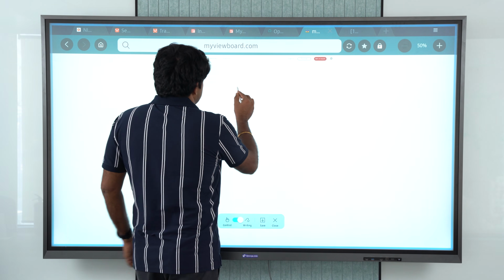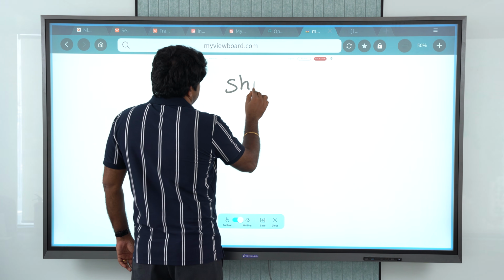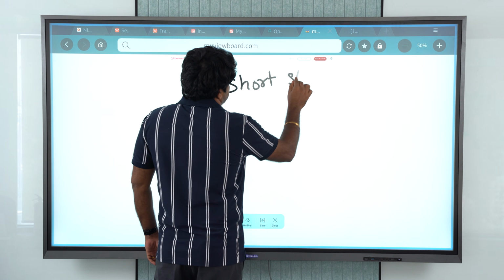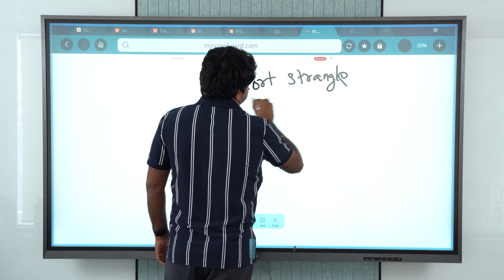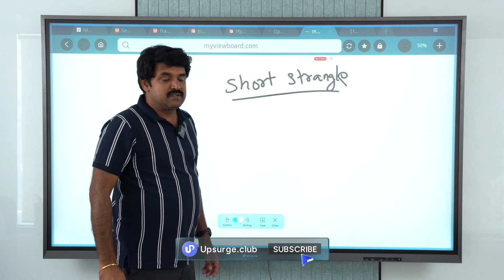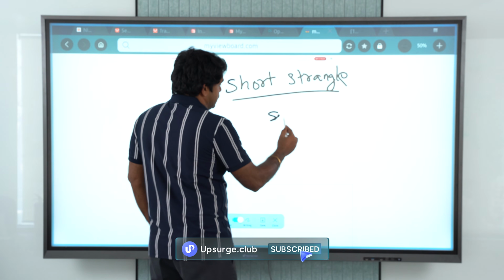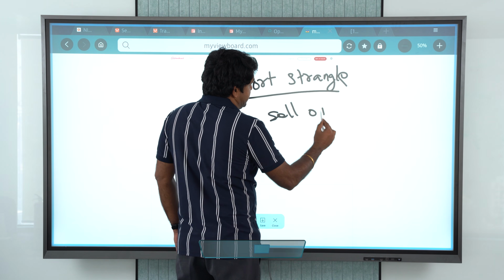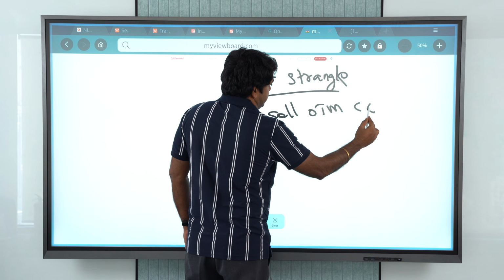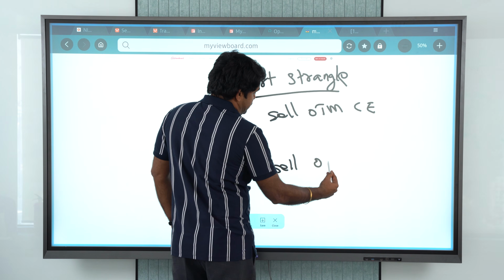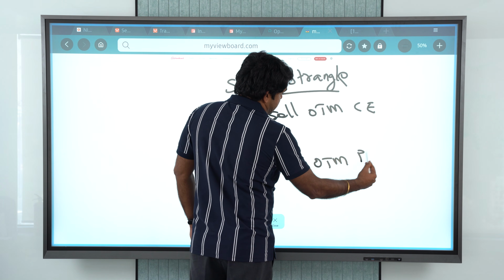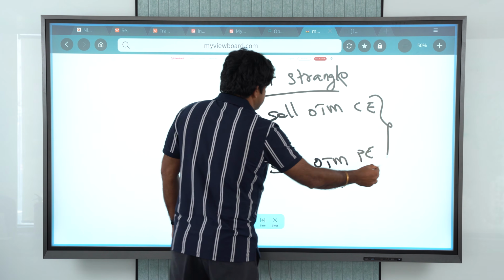Short strangle. This short strangle is nothing but you are selling OTM call and selling OTM put. Okay, so this is called short strangle.